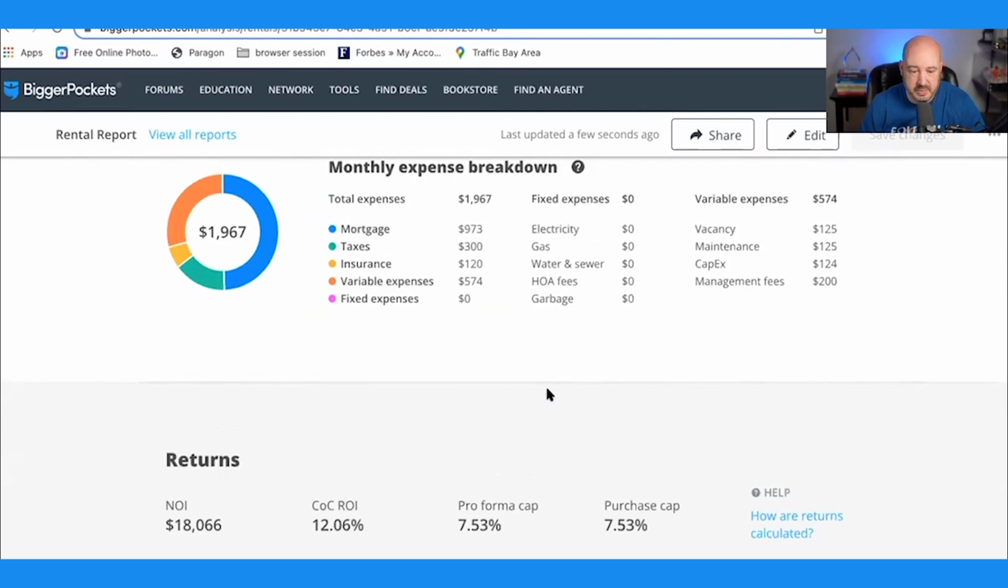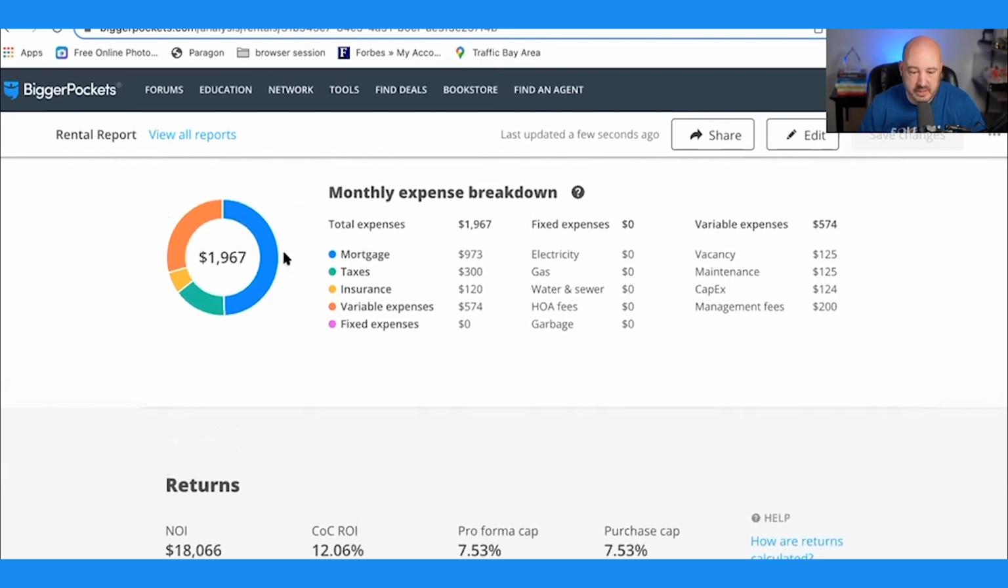This is our monthly expense breakdown. You see the majority of it is blue. That's the mortgage. That will be paid off someday, and that will all go away, which will increase your cash flow by $973. The next would be the taxes. That's $300 a month. And then this orange part here is your variable expenses. This was your maintenance, your vacancy, your capital expenditures, all those things, the property management, the stuff we set aside that we were going to have to pay for.